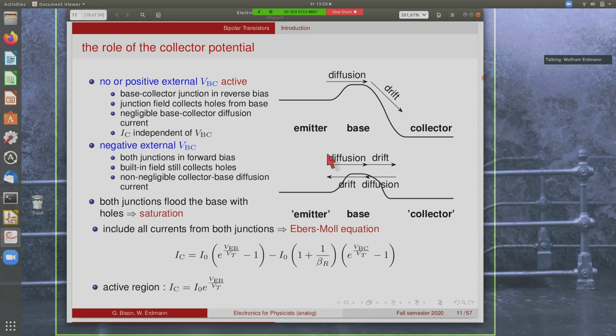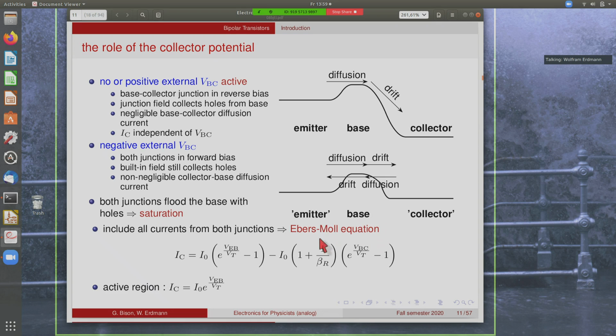If we include all of these currents, so the diffusion from the left and the diffusion from the right, then the collector current changes from the well-known diode formula that we had before. It gets a second diode basically that describes the current from this side, although with a slightly different factor in front of it, because the transistor is not completely symmetric typically. And this is called the Ebers-Moll equation.